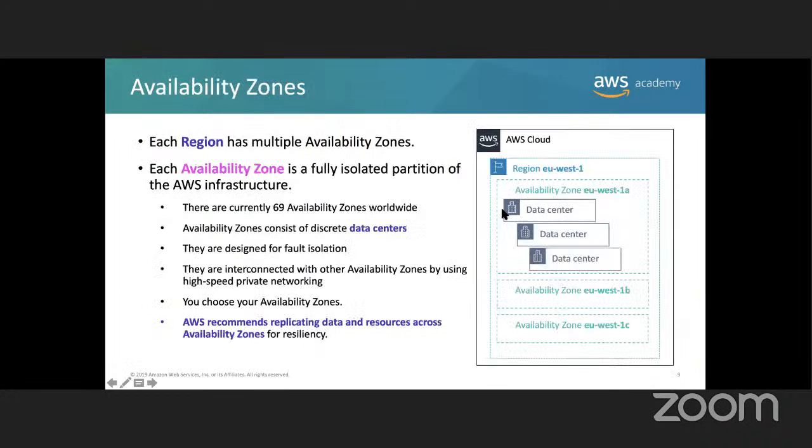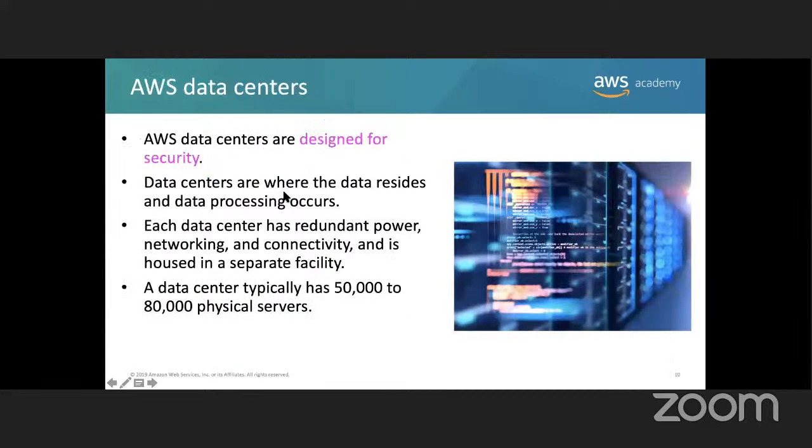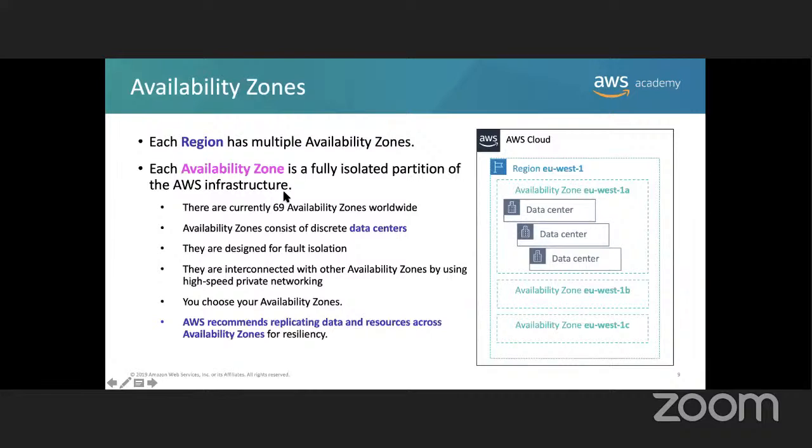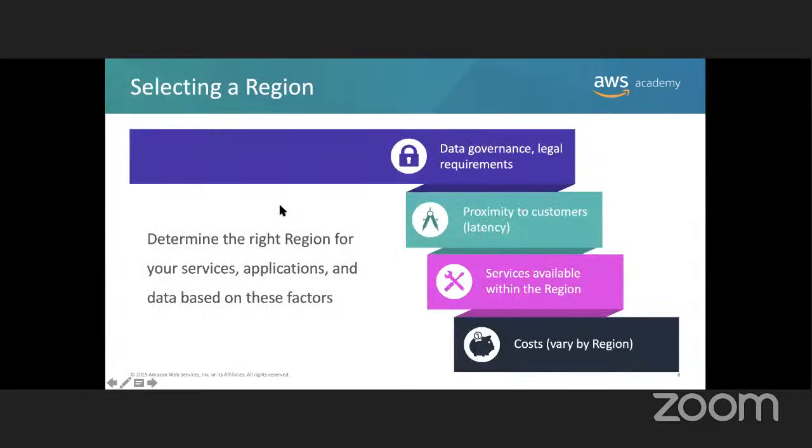So when it comes to availability zones, every region has availability zones. And remember that Northern Virginia has 6. It's the one that has the most availability zones, right? Each availability zone is a fully isolated partition of the AWS infrastructure. Right now there are 77 availability zones, though this may not be updated.